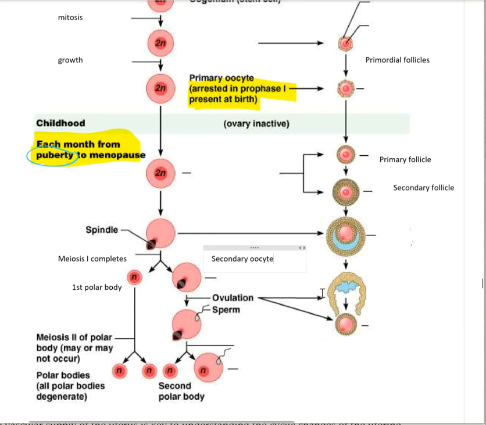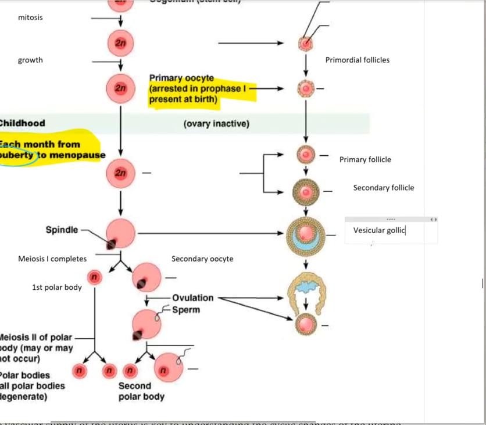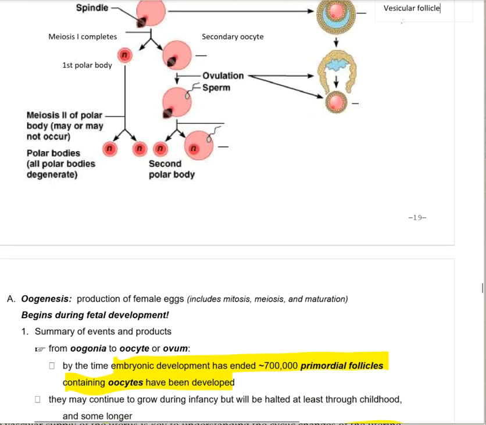And eventually ovulation will occur, and that's when our Graafian follicle, or vesicular follicle, not gallicle, follicle, will release the oocyte, and ovulation will occur. And that's what we're seeing here. So now let's go back.